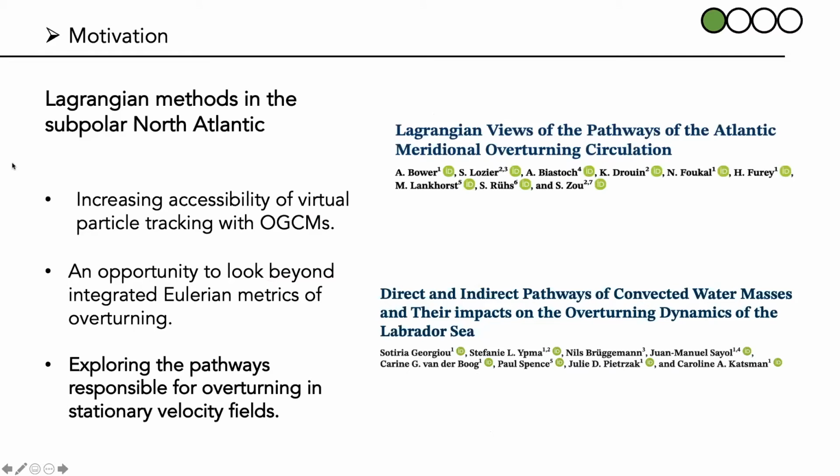Firstly, I would say there's been a growing number of studies looking to Lagrangian methods and techniques to try and decompose the overturning circulation, partly driven by the increasing number of virtual particle tracking tools that are available now. There's a whole host of things. Today, I'm going to focus just on one called TrackMass, which some people may have come across before. But there's also the second point here, which is the need to go beyond integrated Eulerian metrics and the desire to understand overturning circulation in a far more refined way.